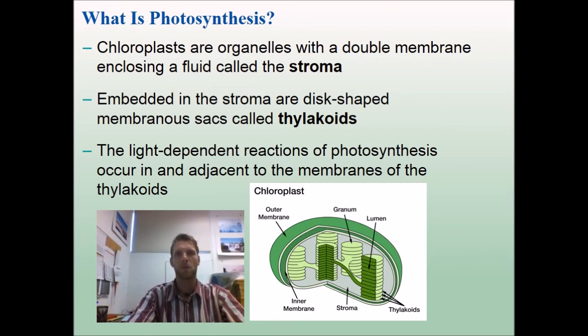A typical mesophyll cell has about 50 chloroplasts, and in the chloroplasts we find two things. We find a fluid called stroma, and we find disc-shaped sacs called thylakoids. It's the second thing we find inside the chloroplast. The thylakoids are very important because the light-dependent reactions happen inside the membranes of the thylakoids.